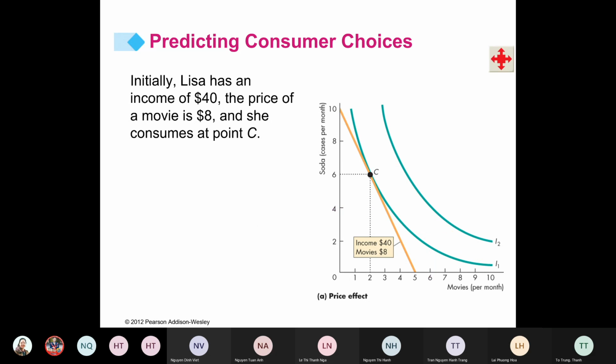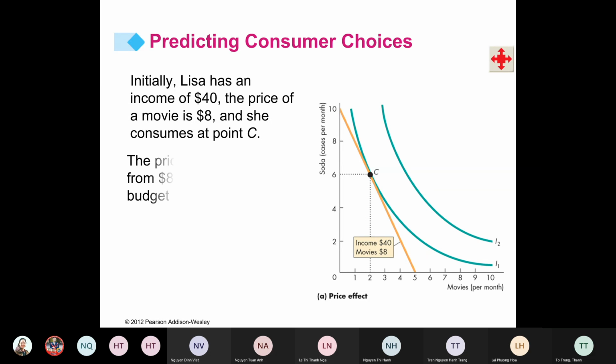So we start from point C. Point C is the original consumption for Lisa, the best one, given an income or budget of $40 and the price of movies at $8. At that point, Lisa buys 2 movies and 6 sodas.